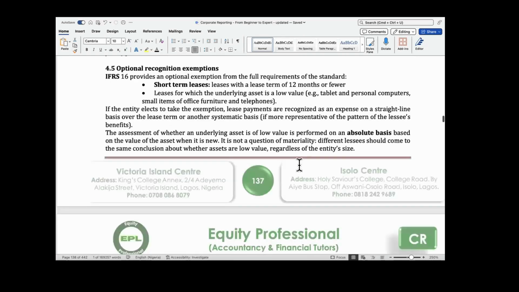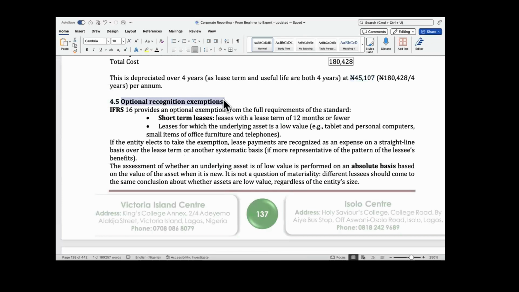But this standard allows something we call exemption, optional exemption. That is, every time you must recognize the liability and the right of use asset, the standard says no. There are two situations where you might not have to do this. Number one is if you have a short-term lease, that is a lease of 12 months or lower, there's no point doing a lease liability since it's just a short-term lease. And number two, if the underlying asset is of low value.